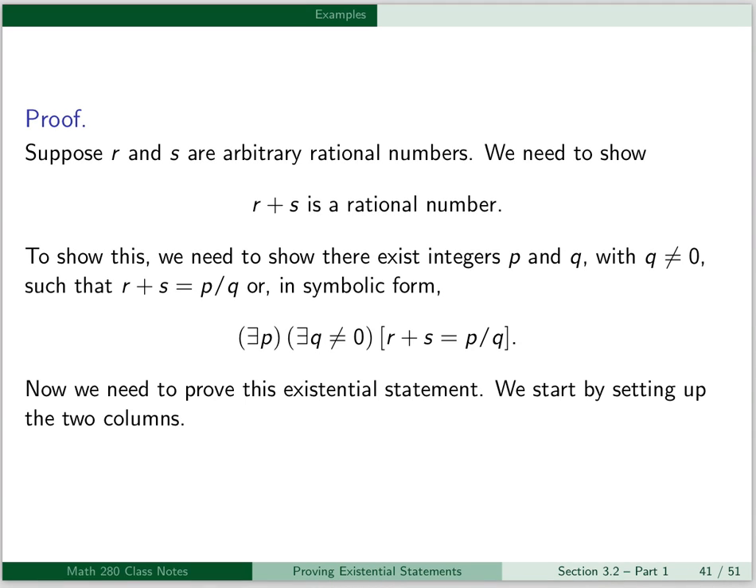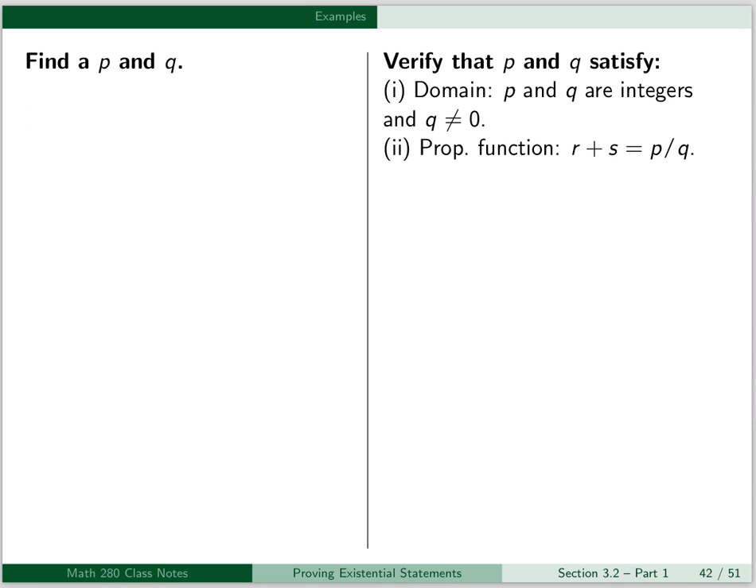Now we need to prove this existential statement, so we'll start by setting up the two columns. In the left-hand column, we need to find our example, which in this case is to find a p and a q. And in the right-hand column, we need to verify that our example satisfies the two conditions: the domain, p and q are both integers, and q is not equal to 0, and the propositional function, r plus s equals p over q.